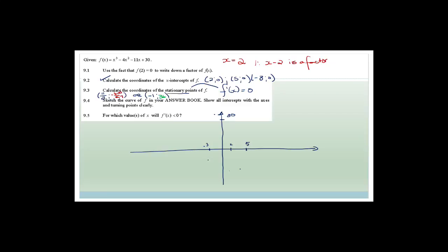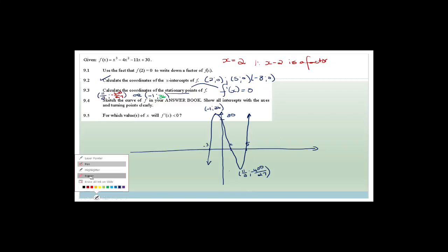So, therefore, this graph does this more or less. It goes like this, and then it does this. And this is why you use a pencil and an eraser, so you can make it look pretty. And then this point would be -136, and this point would be 11 over 3, minus 400 over 27. There you go. So that's more or less what your graph would look like. Let's just make that shorter, shall we? Okay, there we go.